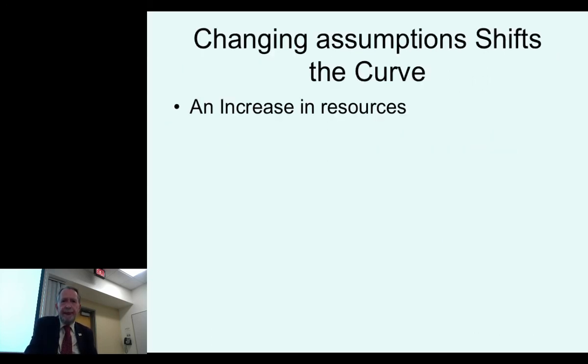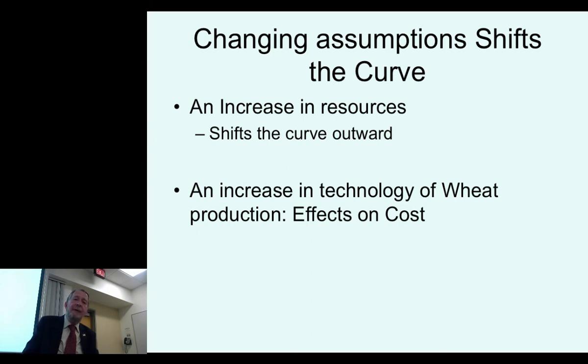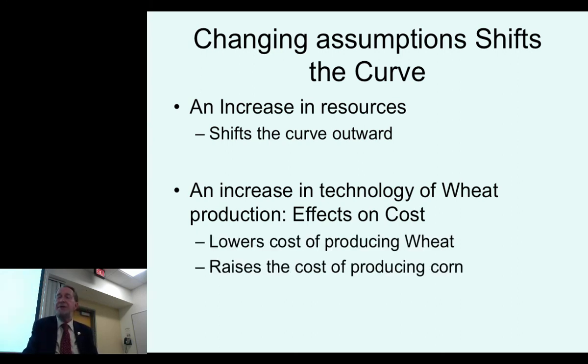Good. So changing the assumptions will shift the curve. An increase in resources shifts it outward. An increase in technology of wheat does what we indicated, lowers the cost of wheat, raises the cost of producing corn.